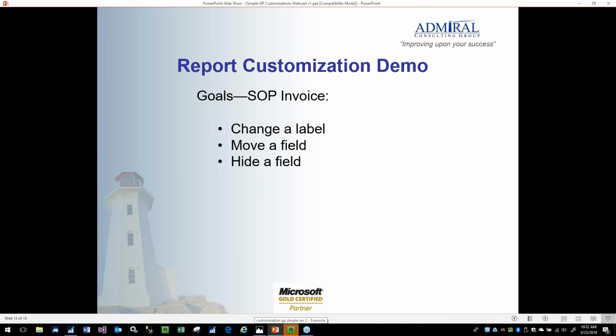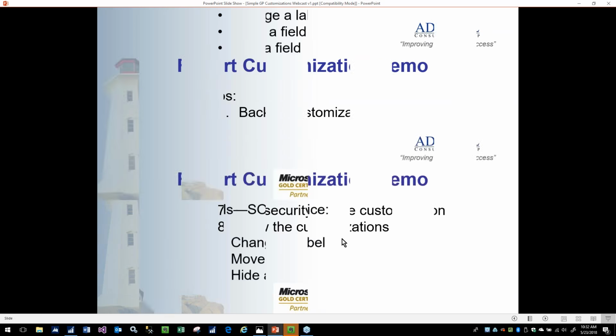Now we're going to talk about modifying a report, and we're going to use the sales invoice for this. And this is a lot like modifying the windows. What we're going to do is move the page number field on the invoice. We're going to change a label. In particular, we're going to change the label that says bill to and change it to invoice to. And then we're also going to remove a field called master number, which is not terribly useful.